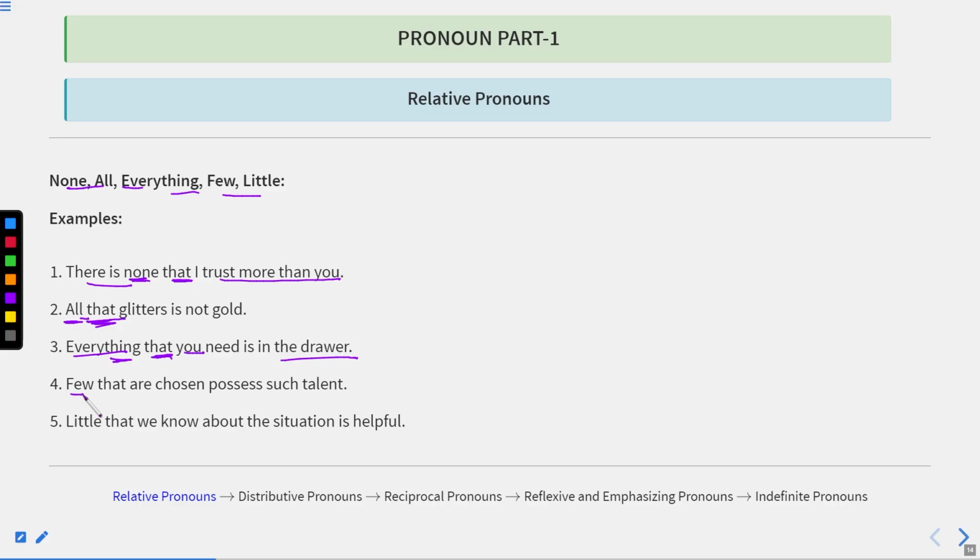Few that are chosen possess such talent. So if we write few, a few, the few, we should use that as the relative pronoun. A little that we know about the situation is helpful. So little means whatever we knew. However, this little means nothing. So before relating this little, we are using that as the relative pronoun.